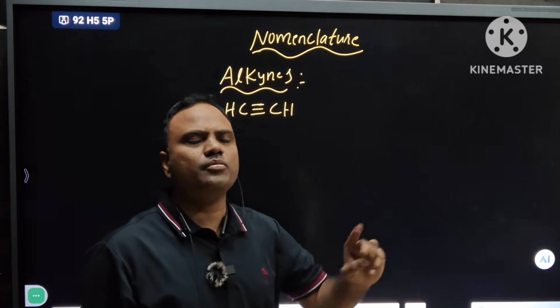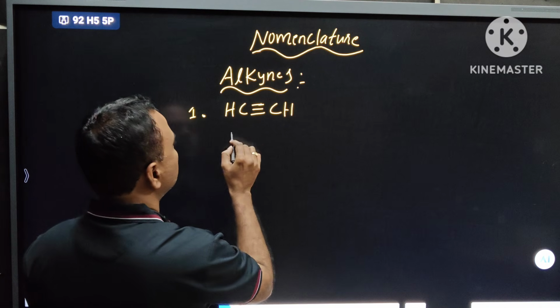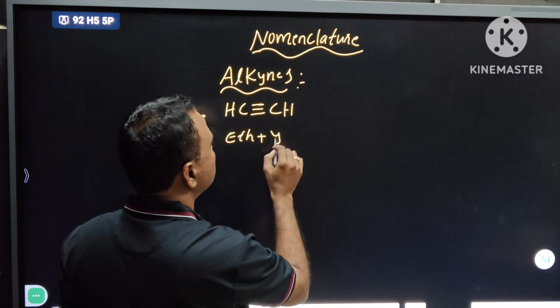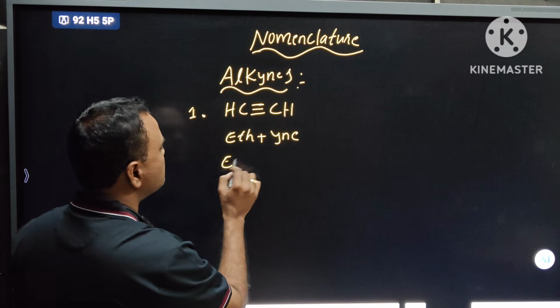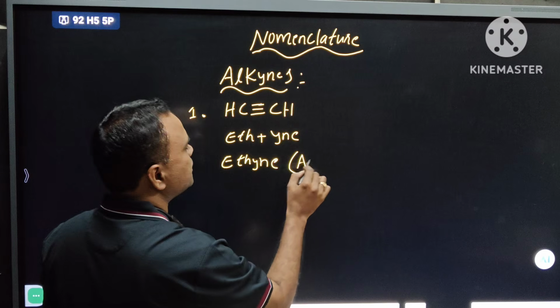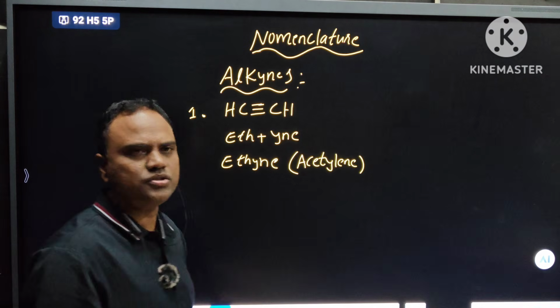Count the number of carbons. How many carbons are present in this? 2 carbons. So, eth. And a triple bond is present, ine. Combine these two: ethine, and its common name is very important, acetylene. Acetylene is its common name and it is important.